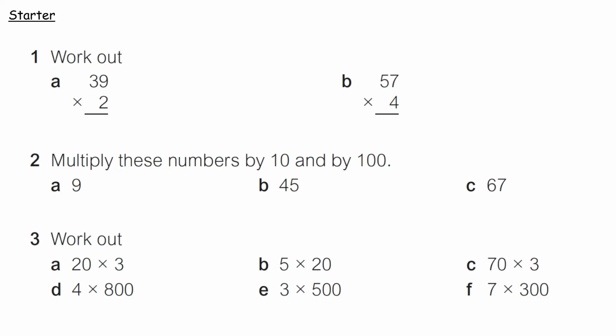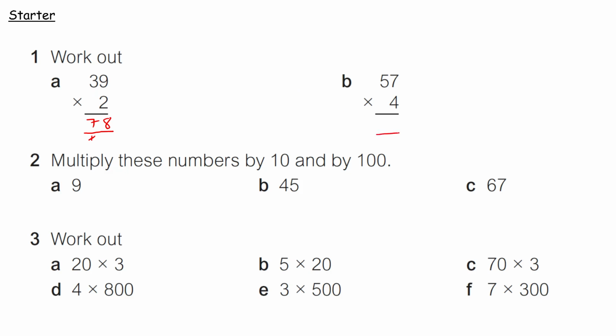Right then, so for question 1A, I'm going to draw a line here to complete. I've got 2 times 39, so I'll do 2 times both numbers there. 2 times 9 is 18. So put my 8 here, carry the 1. 2 times 3 is 6, plus the 1, 7. And we cross that out because we no longer need it.